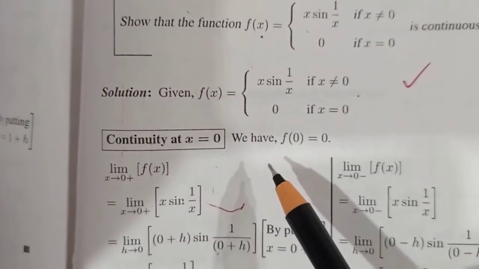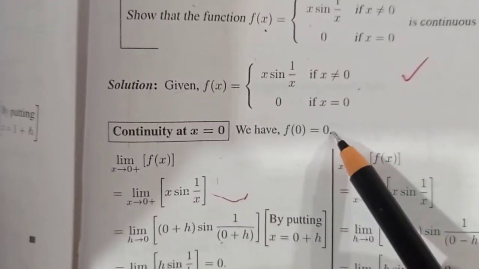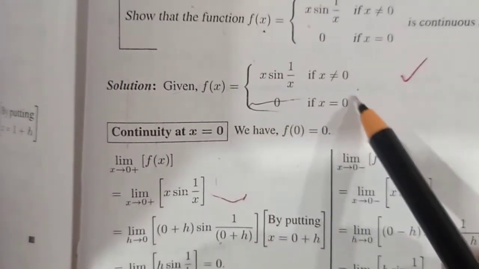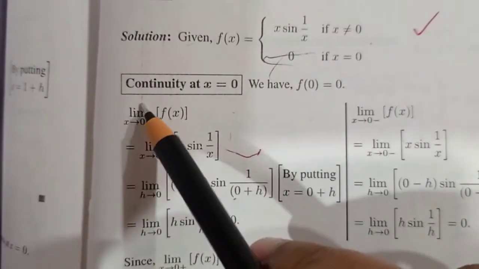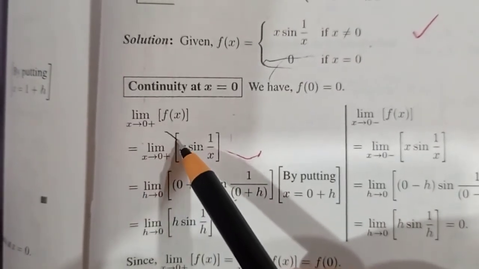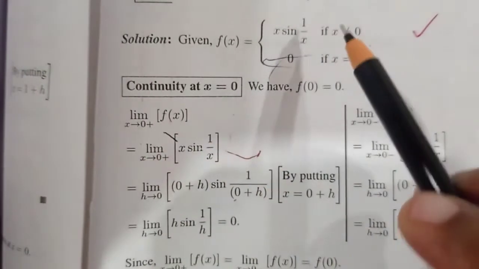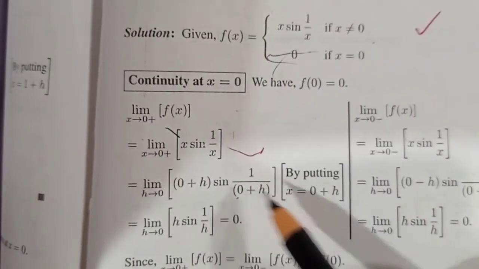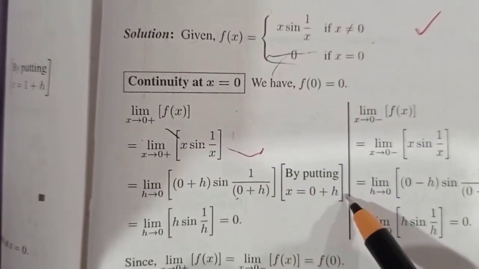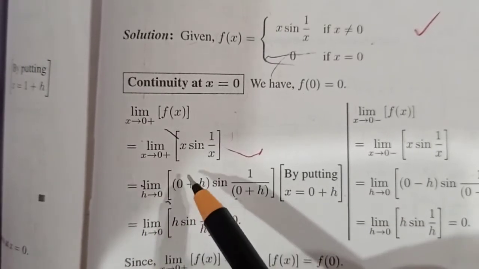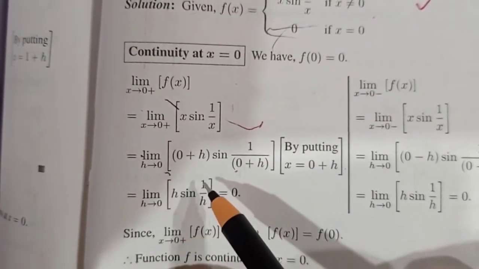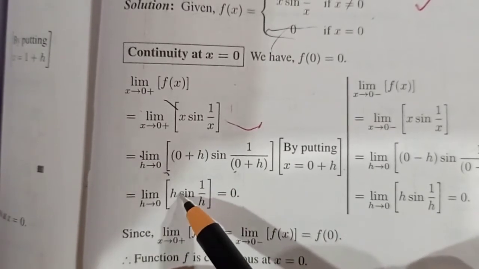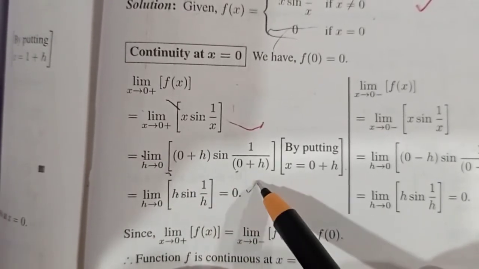Continuity at x equal to 0, we have f of 0 equal to 0. Then you can write limit x tends to 0 plus f(x), which means x into sin x. Apply limit, put x equal to 0 plus h. Limit h tends to 0, in the place of x we can write 0 plus h into sine 1 by 0 plus h. That is limit h into sine 1 by h. When we put h equal to 0, 0 into any number gives 0.